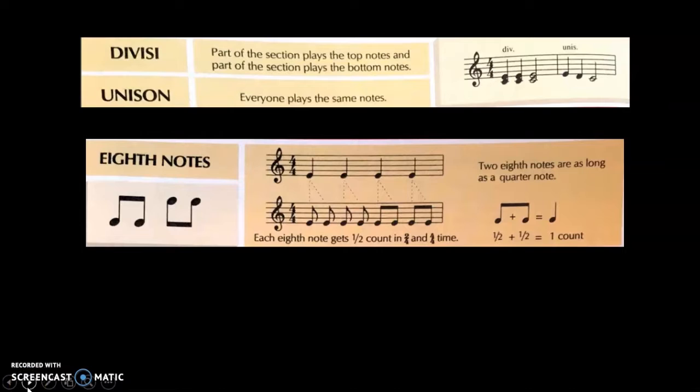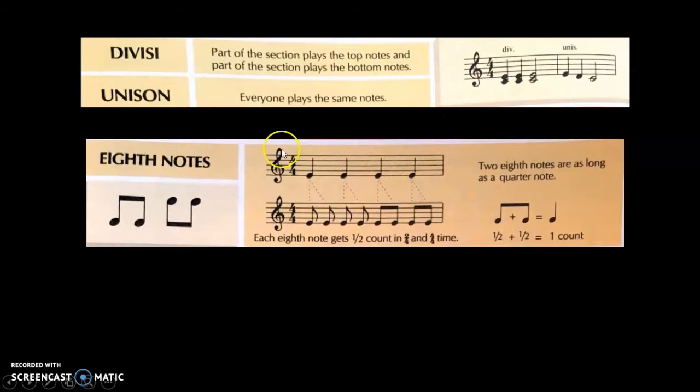Now, we have divisi, and that means that the music will be divided, and you'll see notes stacked on top of each other. And the music will indicate it by this abbreviation here, DIV. And then it'll also tell you you're going back to unison. That means when everybody plays the same notes. So a divided part, or otherwise known as divisi, means that some of the section plays the top line and some of the section reads the bottom. So you got to be very careful when you're reading these parts.